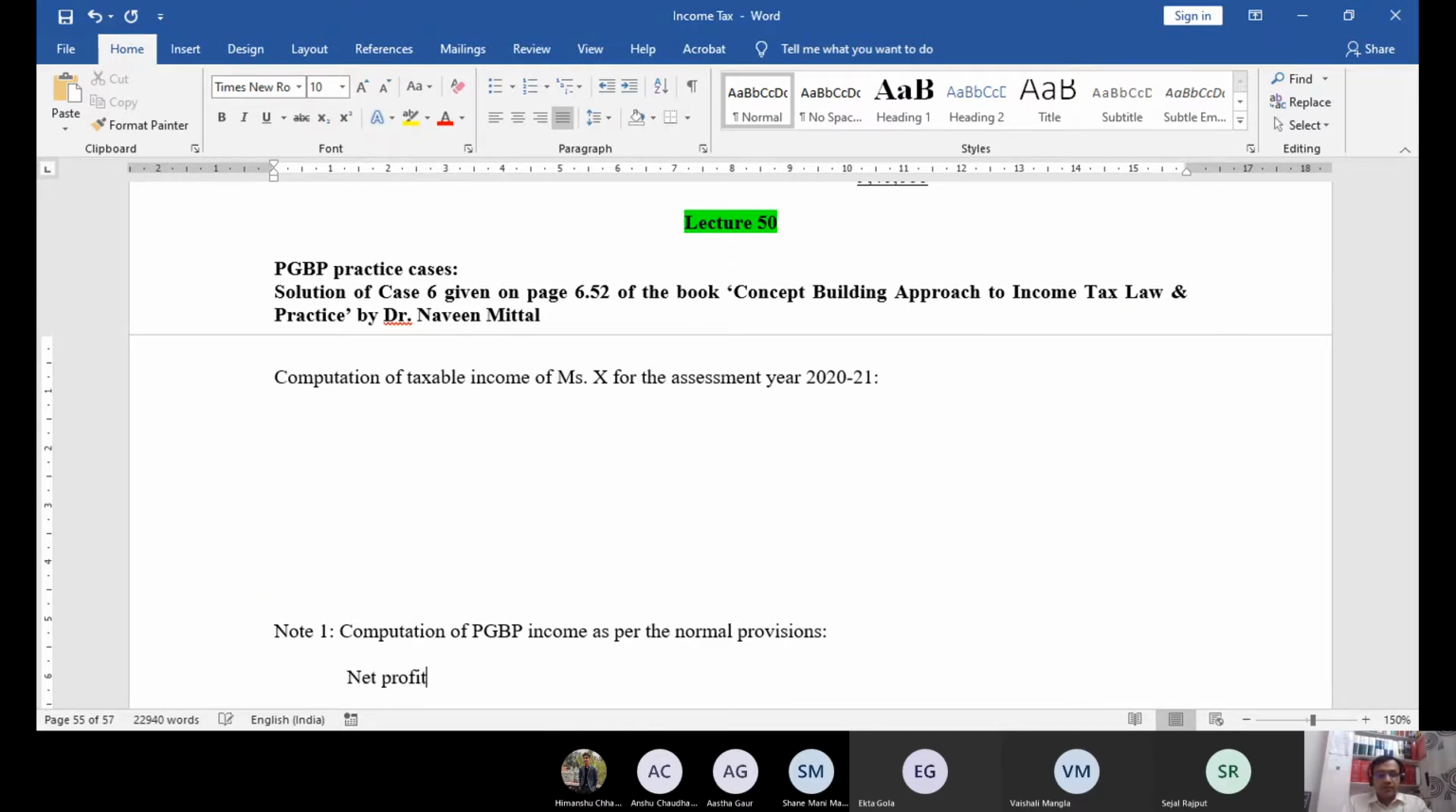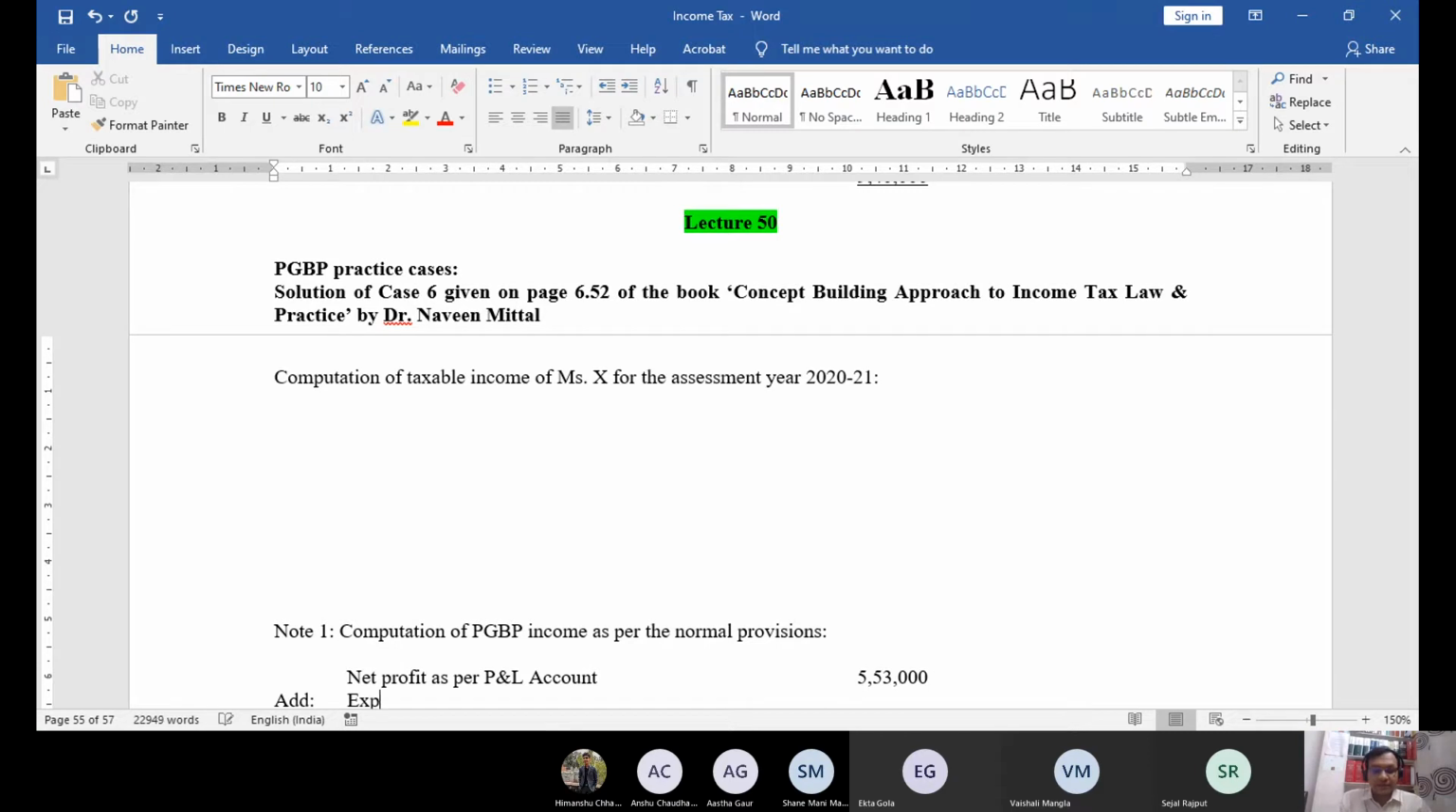From net profit as per P&L account. How much is the net profit given? So you should check your question. I have my book, so I will check from there; you check from your screenshot. How much is the net profit in this? How much is the profit? So the net profit in this case is 5,53,000.